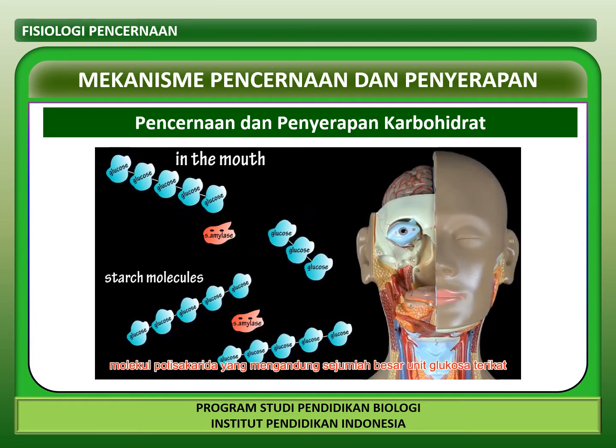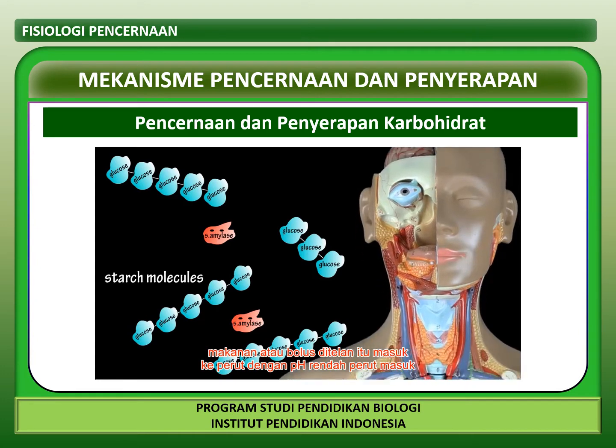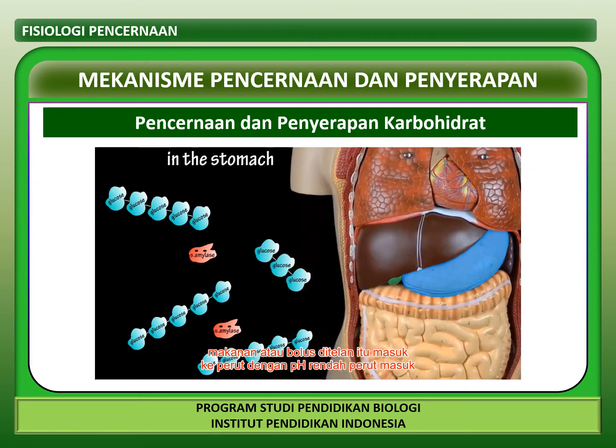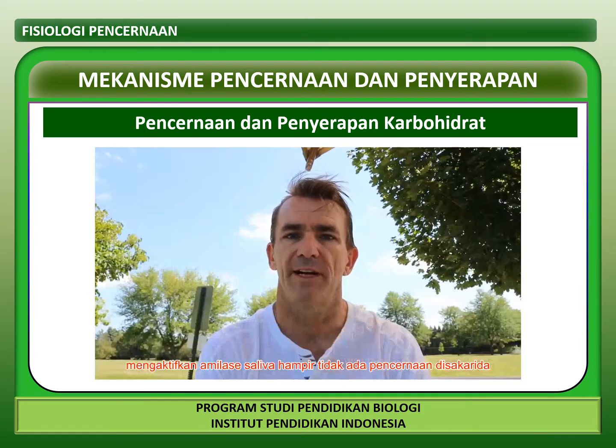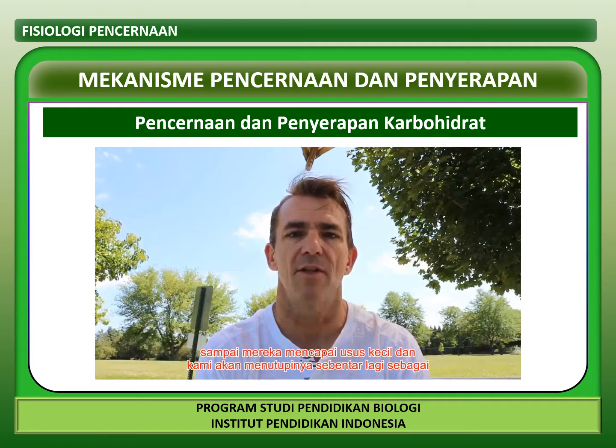Starch is a polysaccharide molecule that contains a large number of glucose units bonded together, and it is found in many foods, including rice and potatoes. Once the food or bolus is swallowed and enters the stomach, the low pH of the stomach inactivates the salivary amylase. There's virtually no digestion of disaccharides until they reach the small intestine, and we'll cover them in a minute.